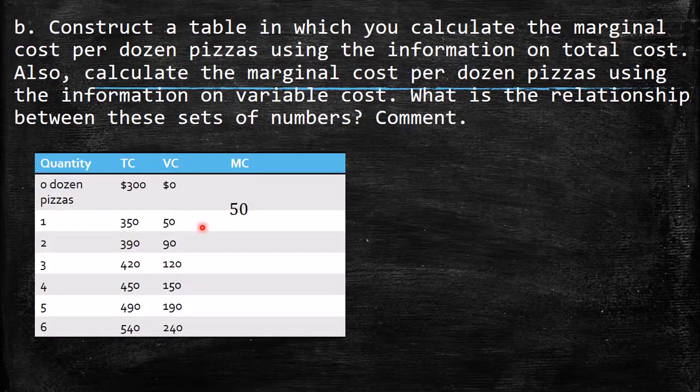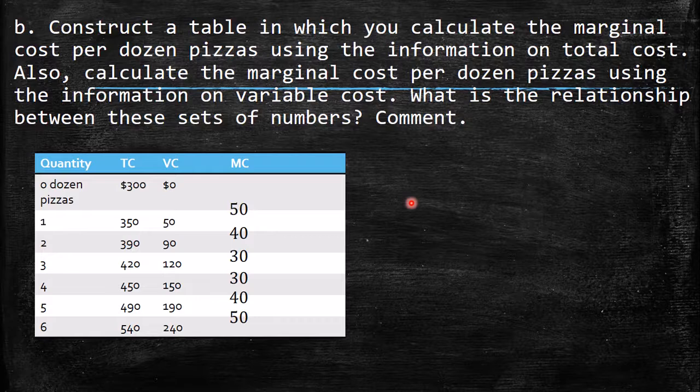Now we're going to figure out the marginal cost, which is the first question. The marginal cost, remember, is how much your cost is going to vary when you produce an additional quantity. So the marginal cost of producing 1 more unit of the dozen pizza is going to be 350 minus 300, which is 50, and we put it in the middle of the rows because this is a change from 0 to 1. So the other ones are going to be 40, 30, 30, 40, and 50.